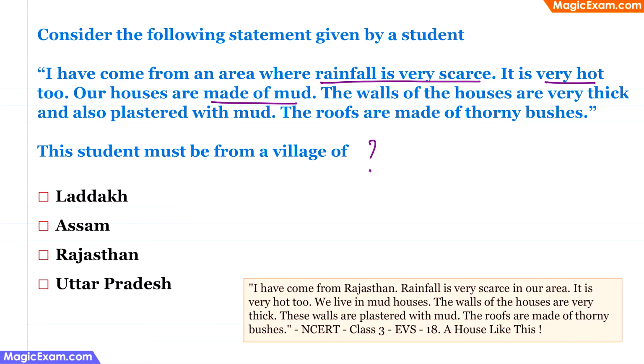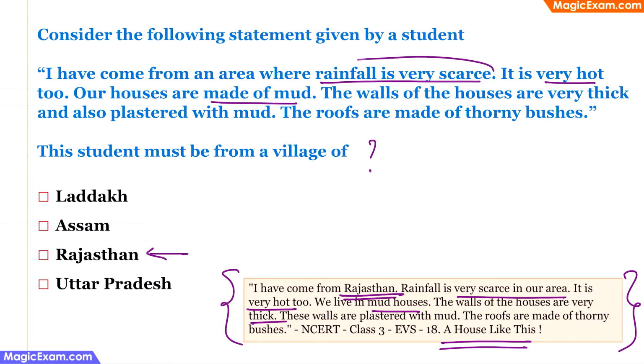Now, this question has been taken from class 3 EVS, a house like that, where it is mentioned that I have come from Rajasthan and rainfall is very scarce in our area. It is very hot too. We live in mud houses. The walls of the houses are very thick. Therefore, reading through the information given in this chapter, we know that the answer is Rajasthan. And even if you have not read this chapter, when you see that the student is from an area where rainfall is very scarce and it is very hot, then naturally you should be able to identify this must be Rajasthan. So the correct answer here is Rajasthan.